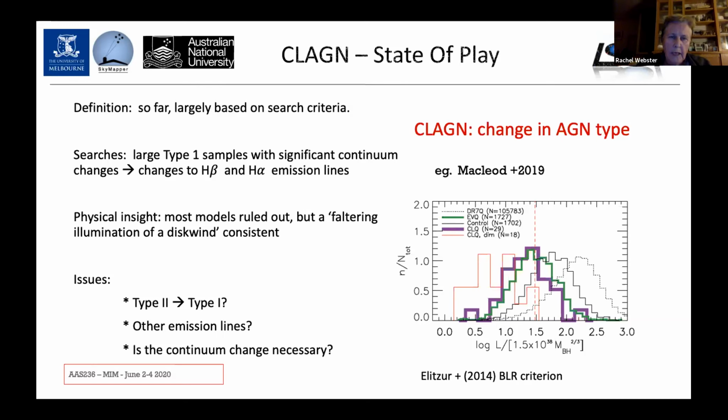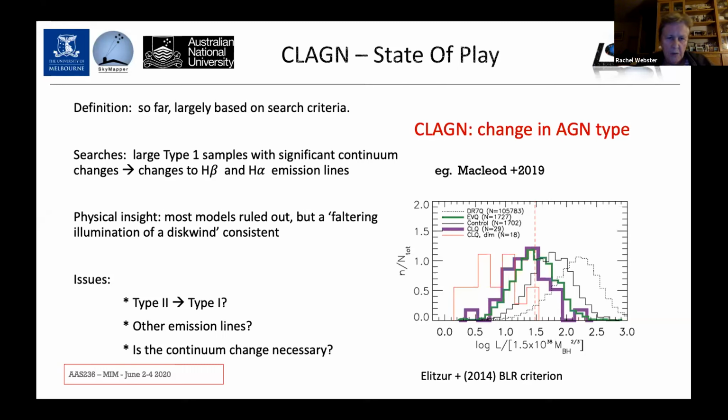So we've been playing around looking at how to find changing look AGN, and looking at the criteria that other researchers have applied. The first comment I want to make is that so far the definition has been largely based on search criteria. Most of the searches have been in type 1 samples, and they've looked for a significant continuum change in the g band and then looked for changes in the H beta and H alpha emission lines. I want to simplify that a little bit and say that a changing look AGN is an AGN that changes its type, from type 1 to 1.5 or to 2.